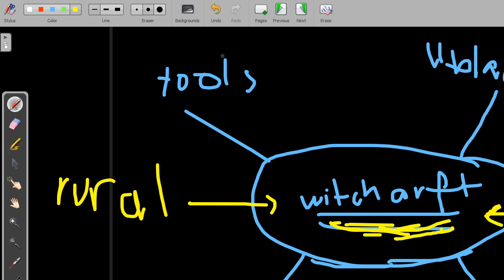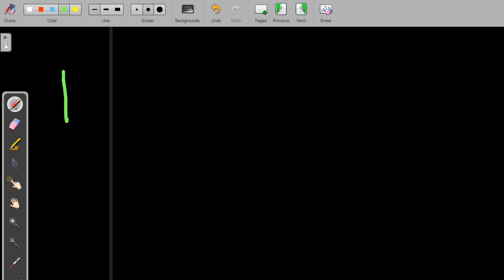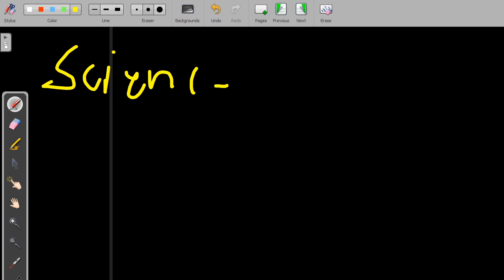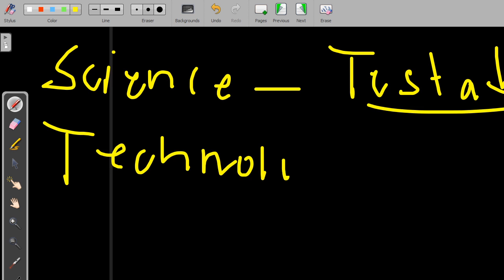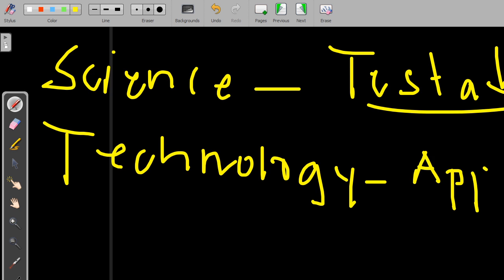Formal definition. Technology, let's start with science. So science, it should be testable. When we say science, it should be testable. Repeatedly. Dapat repeatedly testable yan. When we say technology, then it is... ayan, yan yung formal definition ng technology. It is application of science or applied science. So technology came from science. So science muna, then technology.